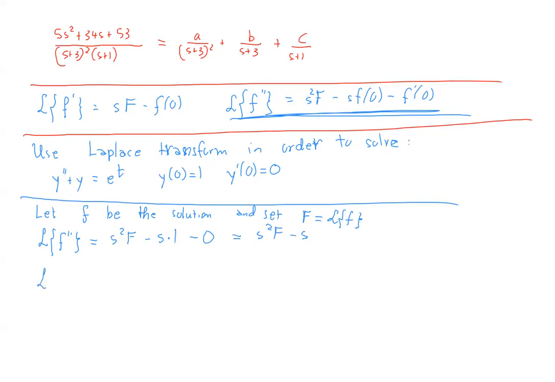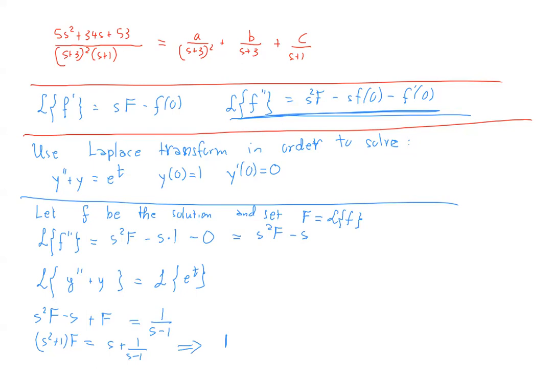So now I'm going to take the Laplace transform of both sides of the equation. And that is going to give me s squared F minus s plus F is equal to the Laplace transform of e to the t, which is 1 over s minus 1. And now the idea is you isolate F algebraically. So you have s squared plus 1 times F is equal to s plus 1 over s minus 1. You may want to clear denominators here, but I guess you can do it both ways. If I divide, then F is equal to s over s squared plus 1 plus 1 over s minus 1 times s squared plus 1.